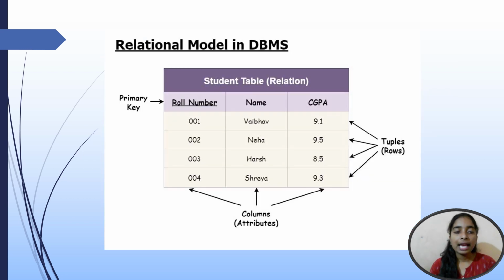Here we can see an example of the relational model using the student database. We use the student table or relation, with roll number, name and CGPA. Here we give the primary key as roll number because it should be unique and cannot be repeated. The rows are also called tuples and the columns are also called attributes.